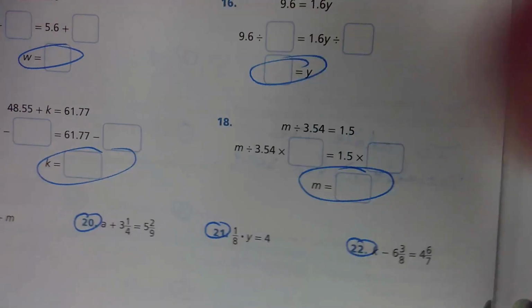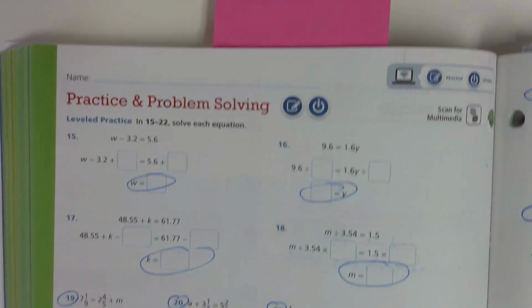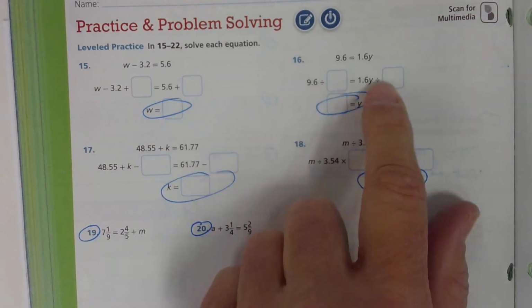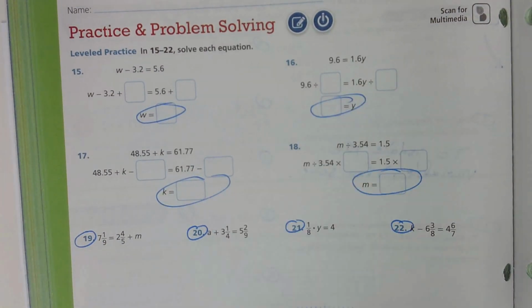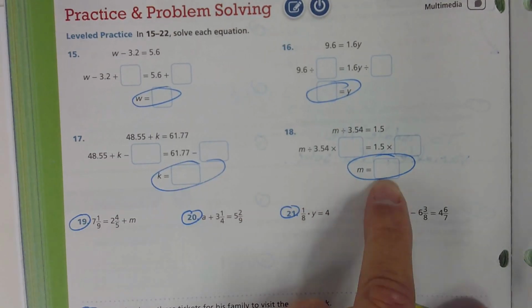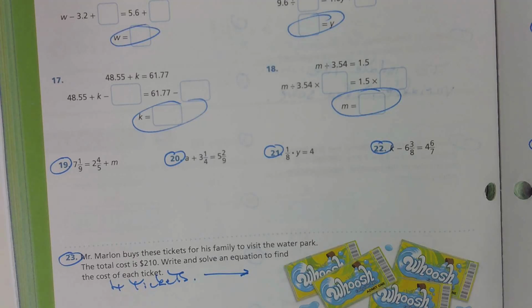Next page, page 214. I'm not worried about these boxes. If they help you, fill them out. If not, don't worry about it. But I want to know what W is, what Y is, what K is, what M is. And then circle 19 through 22.